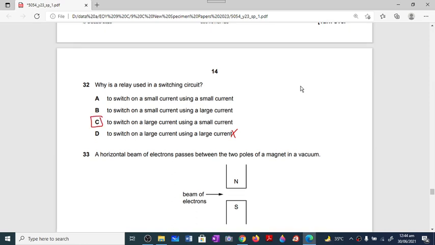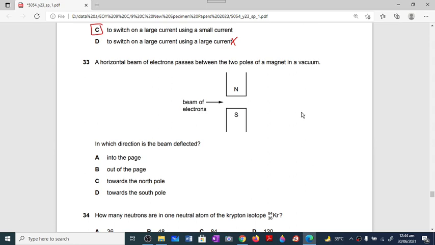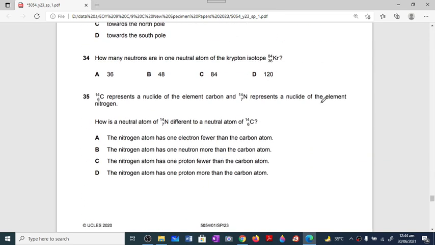So you can apply the Fleming right hand rule, or you can change the direction of the electron beam to the conventional current and then apply the Fleming left hand rule. So when you apply this, you will get that your thumb will move out of the page. For 33, option B is the valid option. 34, the easiest one, is asking how many neutrons are there. So 84 minus 36. For question number 34, the answer will be 48. So this is the correct option.